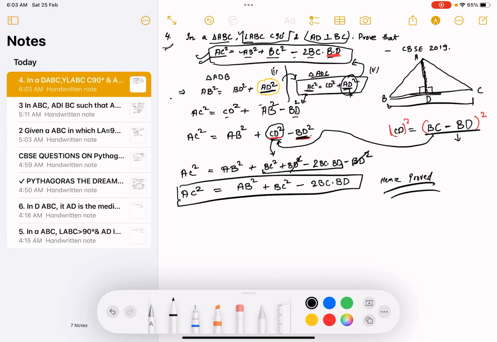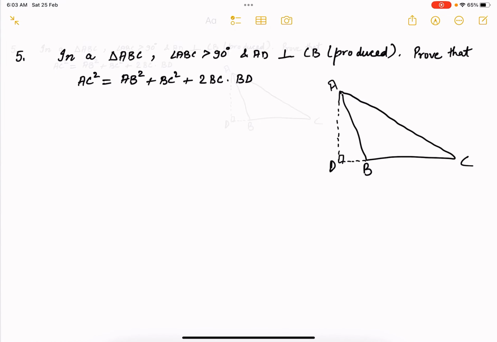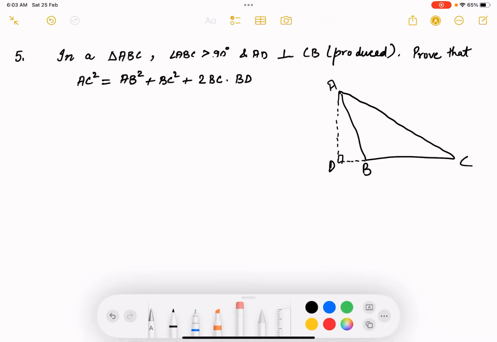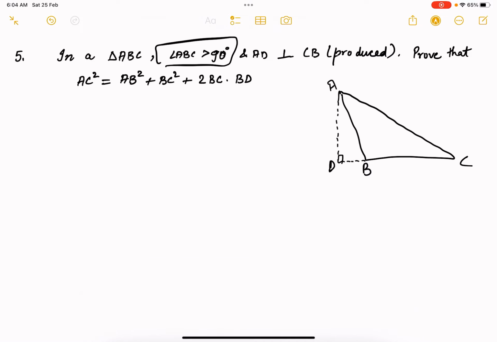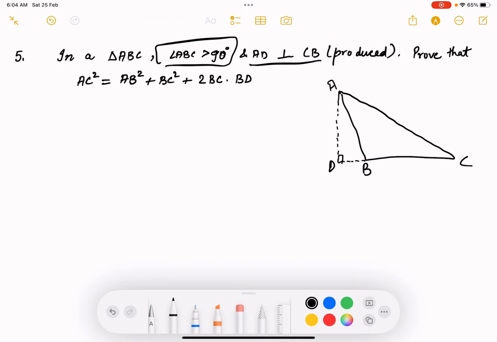Okay, now again take another example. This is also the same as the previous one. In this we have angle ABC greater than 90 degree. That means it's an obtuse angle. So what does it mean? That the perpendicular drawn will lie outside the triangle. And again AD is perpendicular to CB. We have to prove this result: AC square is equal to AB square plus BC square plus 2 BC into BD.